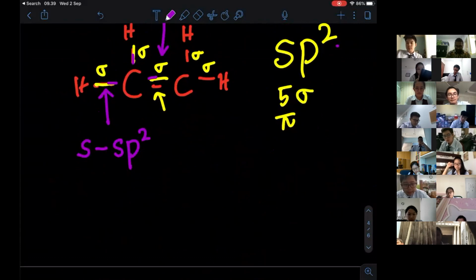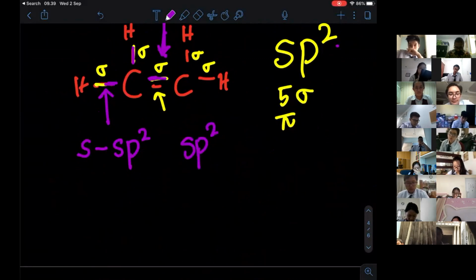And if I ask you what type of overlap for this sigma bond over here, this one is between a hybrid and another hybrid. So this sigma bond is sp2 and sp2. Later I have some questions that I took from past year papers. We can see that there is nothing to be confused about.